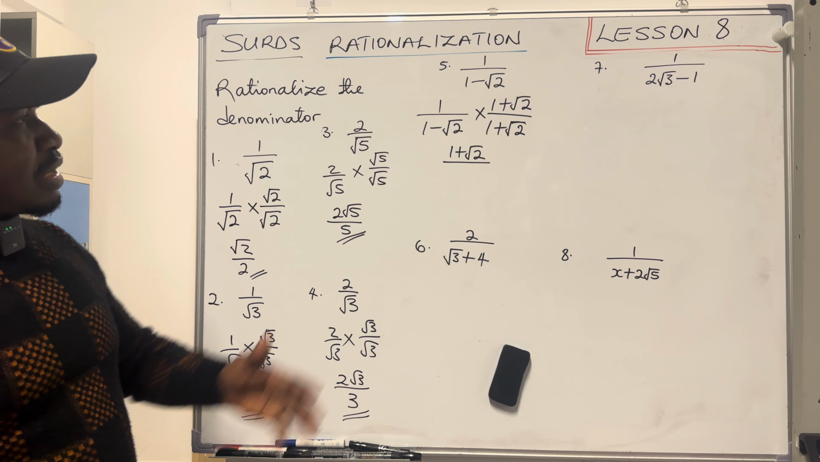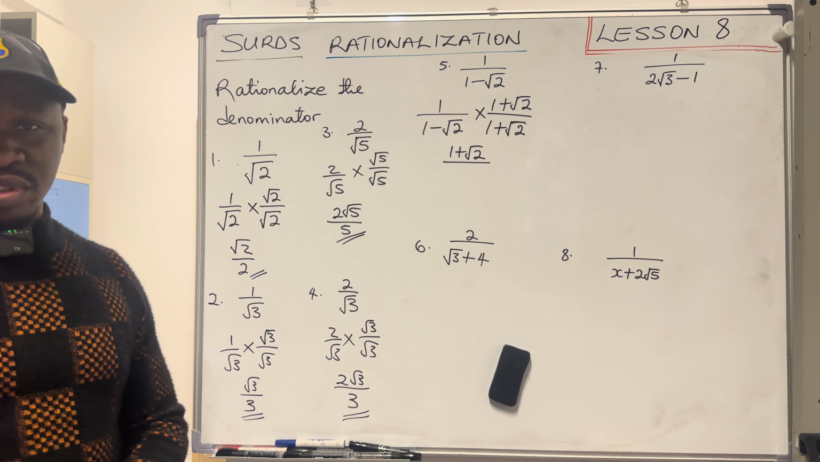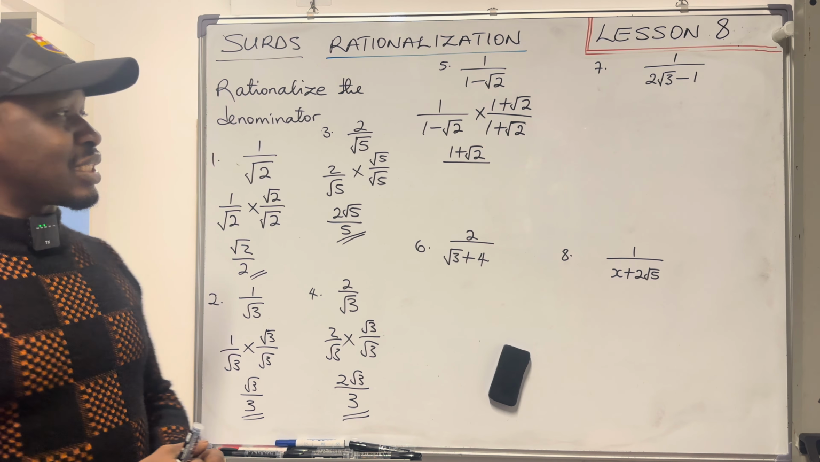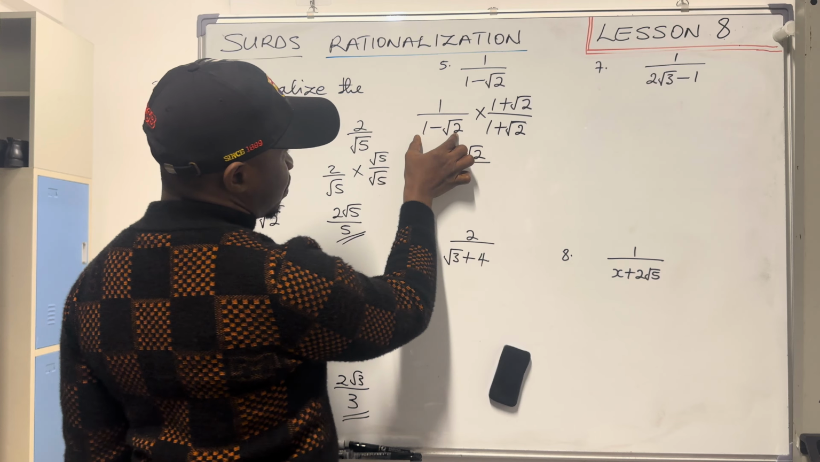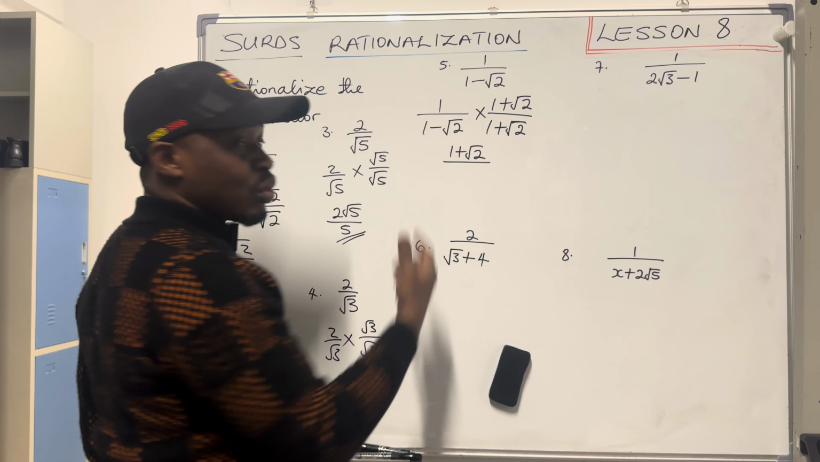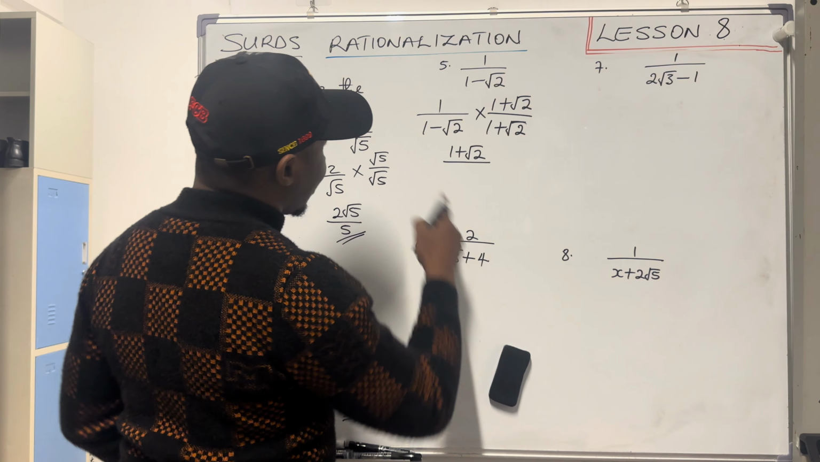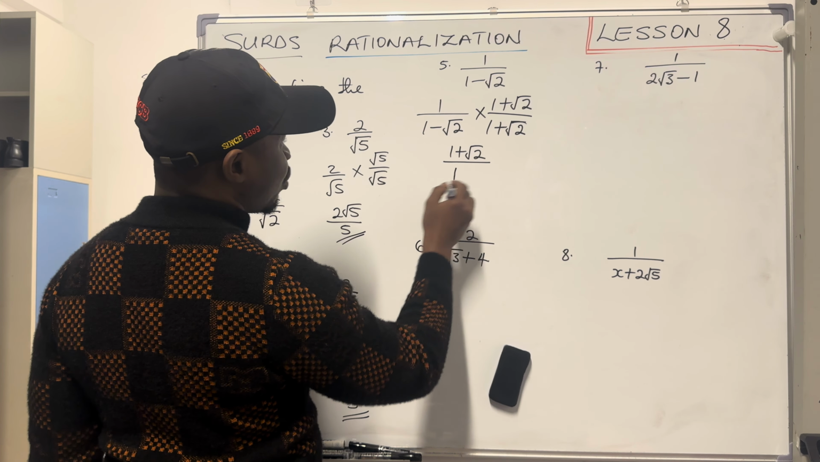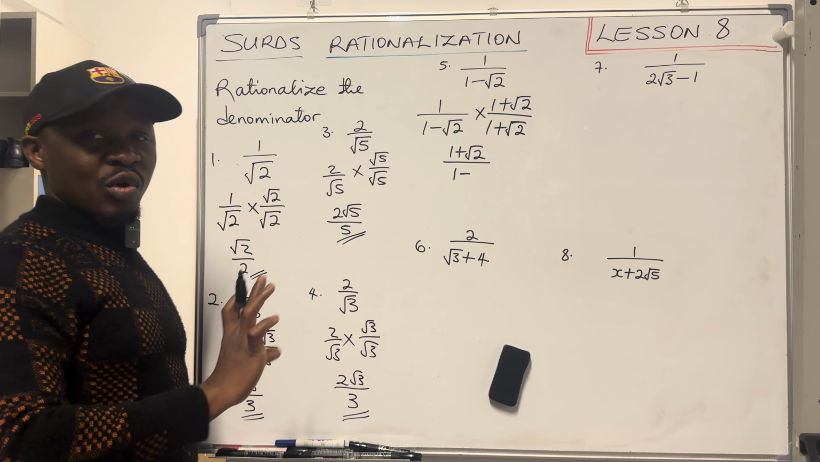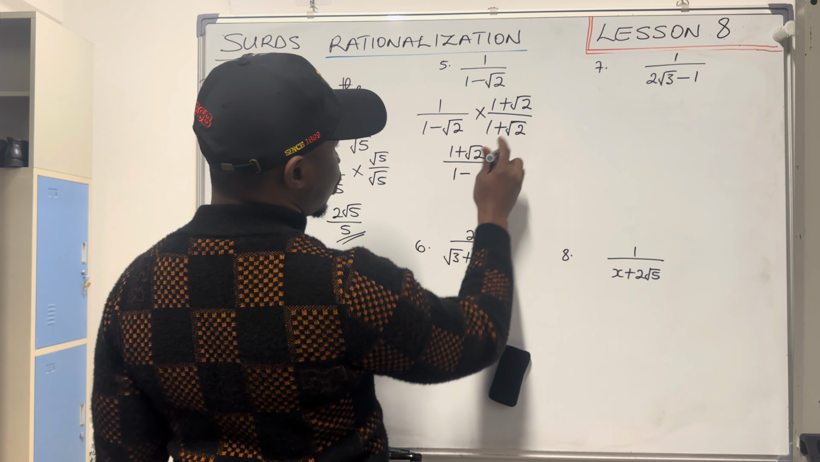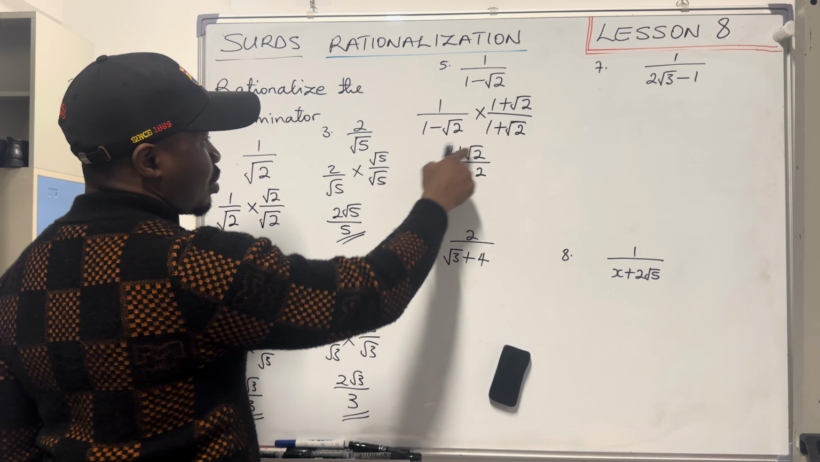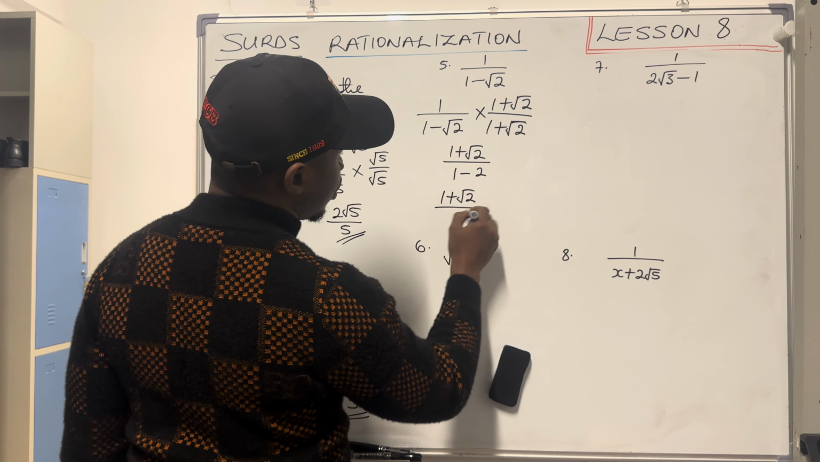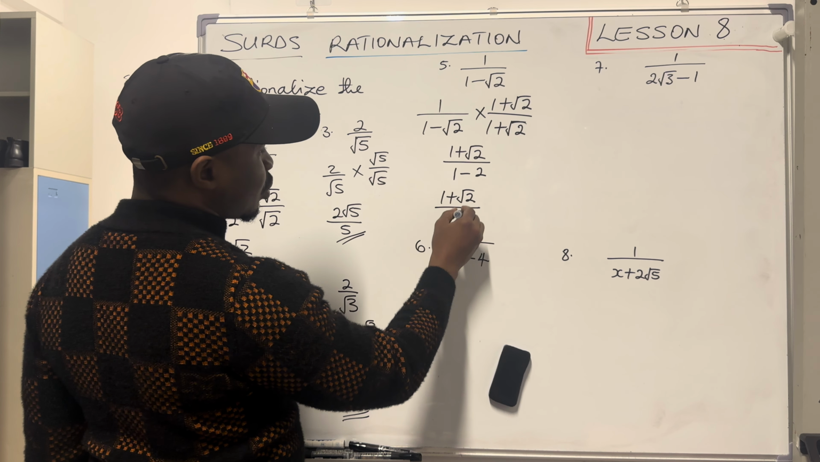So remember, lesson 7 was about what? Conjugate. Yes. When you are multiplying a surd expression by its conjugate, it's so easy. So what do we do? The first multiply the first to give us 1, because 1 times 1. We say minus all the time, always. Root 2 times root 2 is 2. So the top remains 1 plus root 2. 1 minus 2 is minus 1.